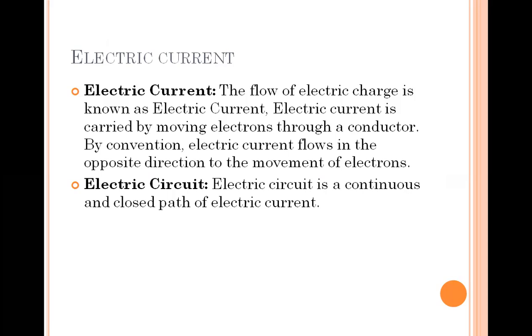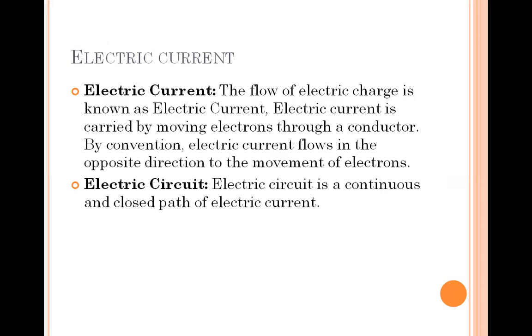As we know about water current, wind current, anything which flows is called a current. By convention, electric current flows in the opposite direction to the movement of electrons. According to our convenient assumption, the direction of electric current is always opposite to the direction of flow of electrons. That we will come to know later on.